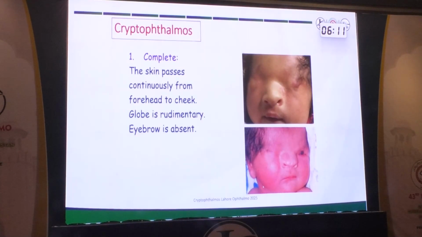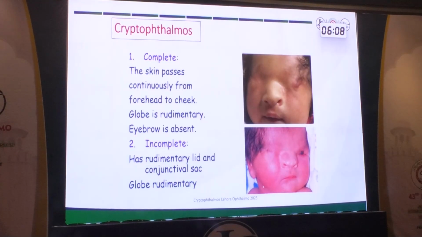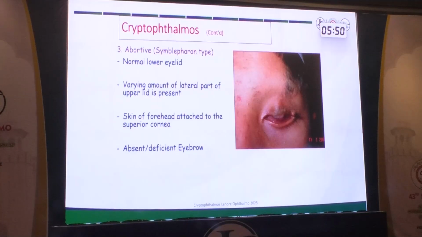You can see only a vertical column of hair at the side of the forehead. In the incomplete variety, a rudimentary lid is present and the globe is rudimentary. So in both cases, it's very difficult to do any useful operation. The only condition where you can do something is the abortive type, where there is a normal lower eyelid, a varying amount of the lateral part of the upper lid is present, and skin of the forehead is attached to the superior cornea.